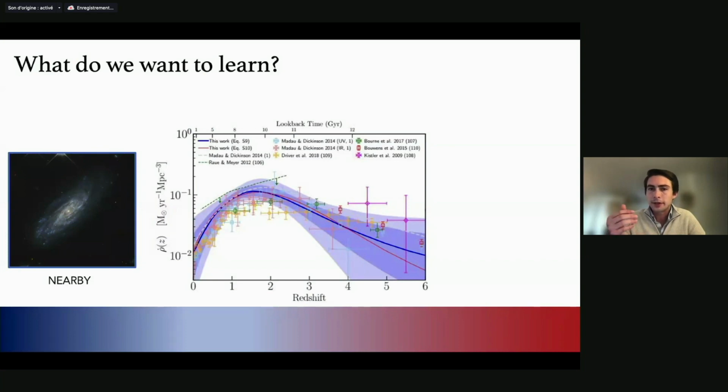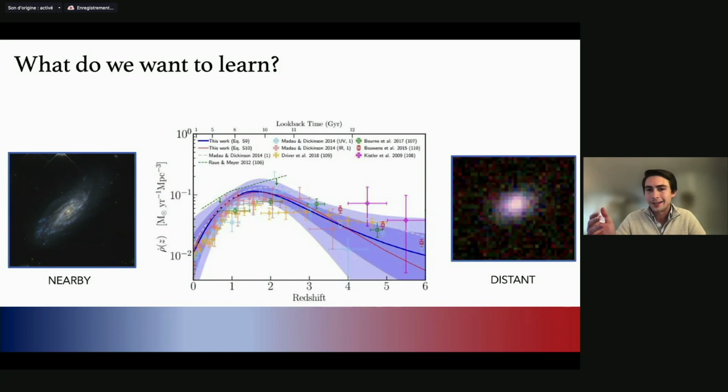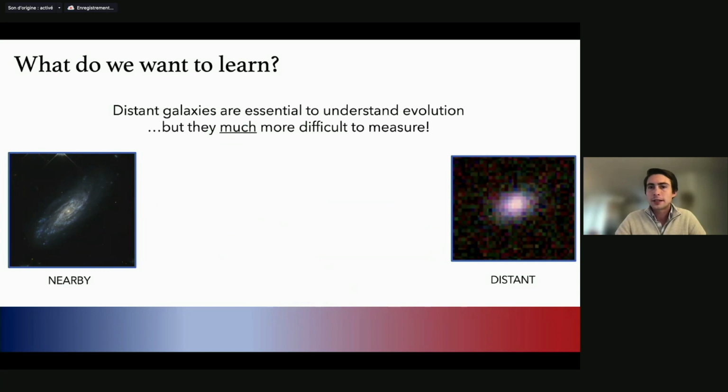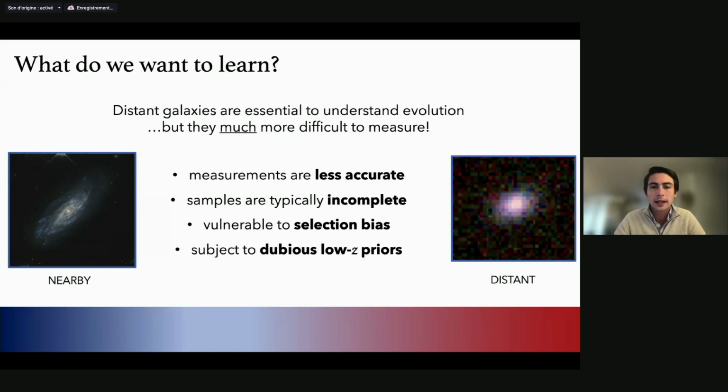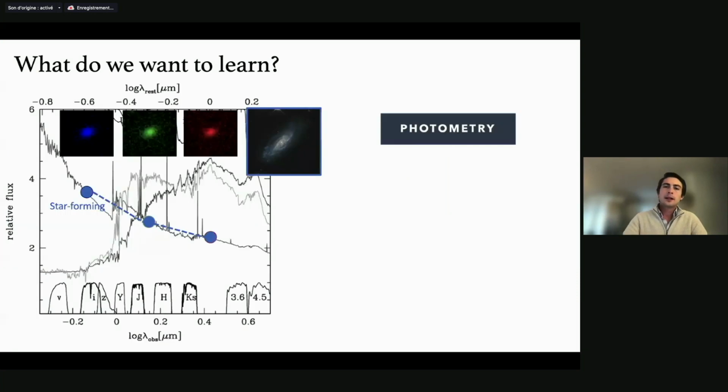But of course, if we want to learn about the evolution, then we have to deal with distant galaxies that are, of course, much less resolved. We have a lot less information. These distant galaxies are much more difficult to measure. The measurements are less accurate. The samples are typically incomplete, whether that's flux incompleteness or mass incompleteness. They're vulnerable to selection biases, especially if we don't necessarily understand the astrophysics that we're looking at. And they're subject to dubious low-z priors in terms of what is the expectation of the high redshift universe. Of course, if we take what we expect to see and we apply that, we might get all sorts of crazy stuff out.